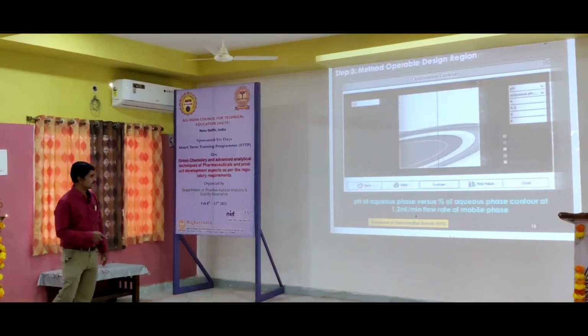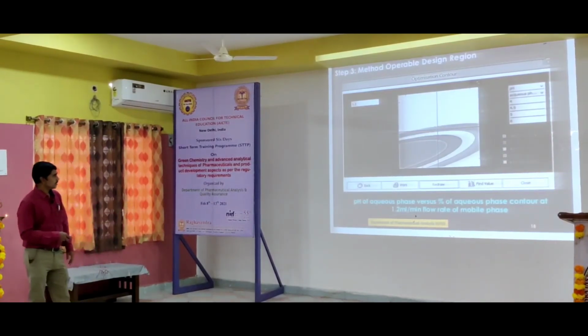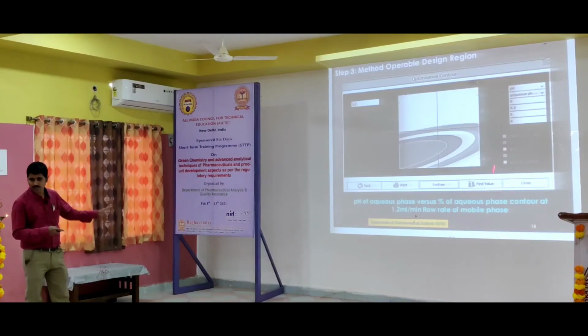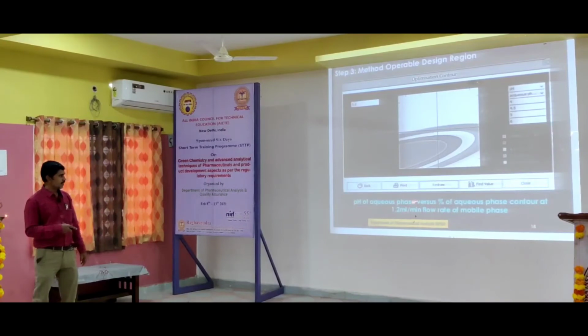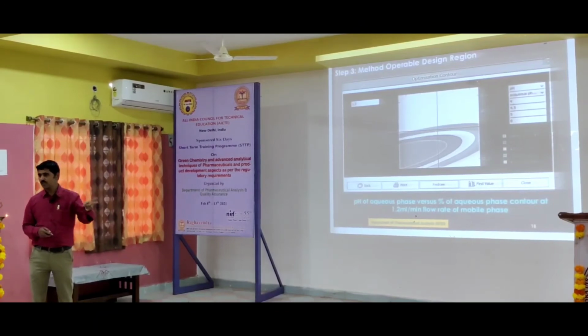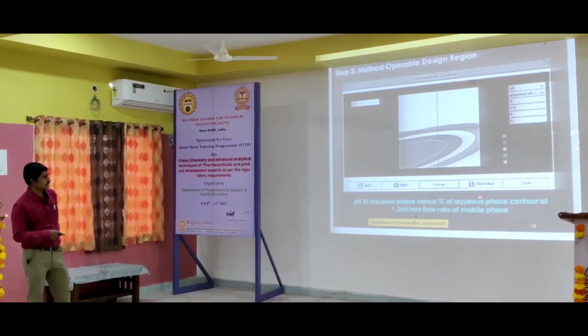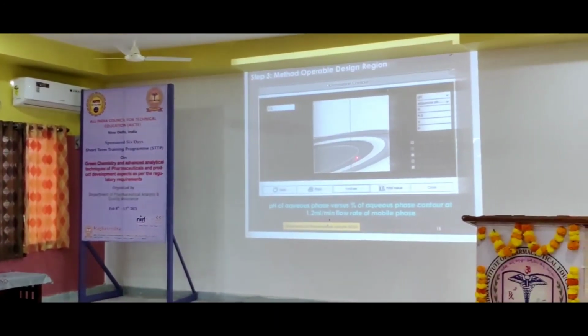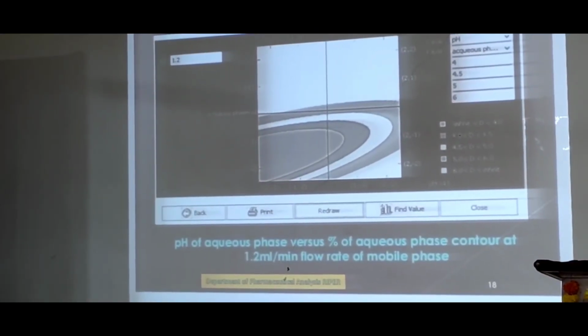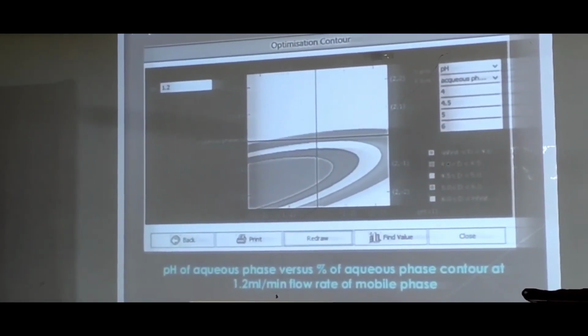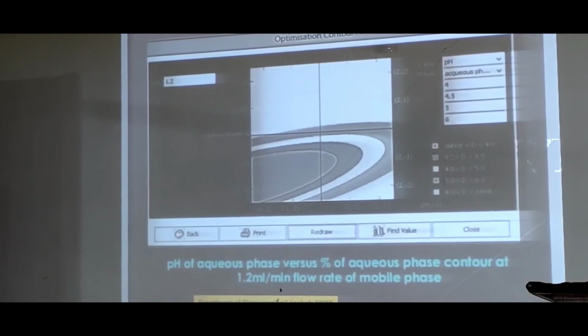If you try all these trials, you will get a contour graph like this. Here pH versus percentage of aqueous phase, but one will be kept constant, the 1.2 ml flow rate constant. So always one parameter we have to keep constant, and the remaining two parameters should be changed. One axis is for pH of the mobile phase and the other is aqueous percentage condition. Actually this is in black color; normally it should be in colored mode, then you can easily understand.